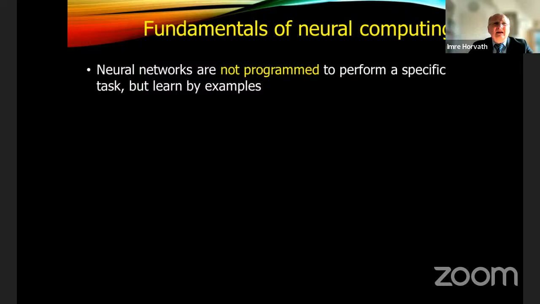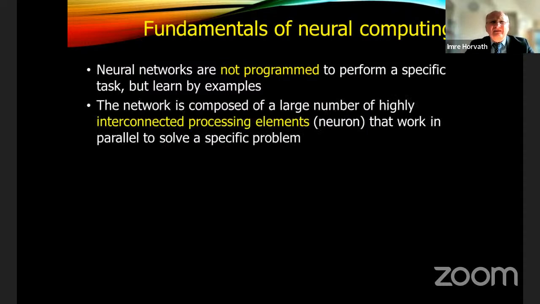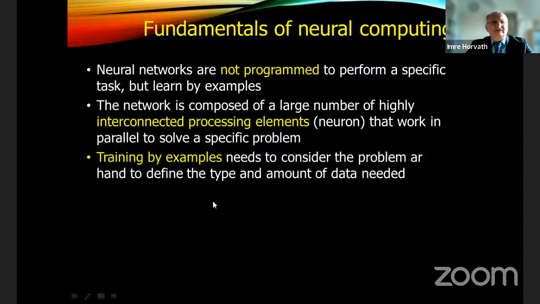So practically, the overwhelming majority, I must say, of neural networks need some sort of training. The network is composed of a huge number of highly interconnected processing elements. These are dubbed as neurons, and these work in parallel to solve a specific problem.